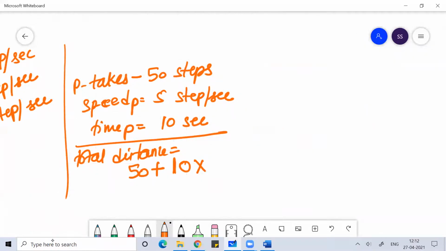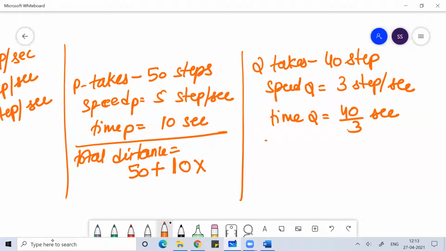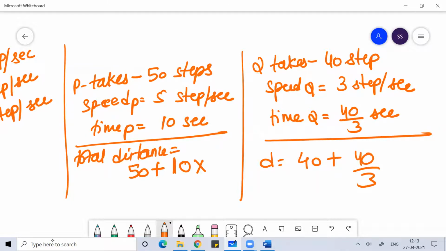Similarly, if you talk about Q, Q has taken 40 steps. The speed of Q, you know, is 4 steps, not 3 steps, right? The speed of Q is 3 steps per second. So how much time has Q taken to reach the top? That is 40 by 3 seconds. So the distance Q has covered would be 40 plus 40 by 3 x.